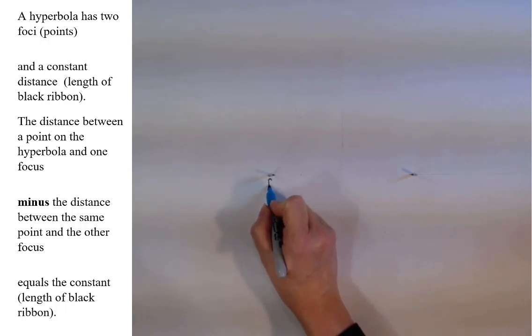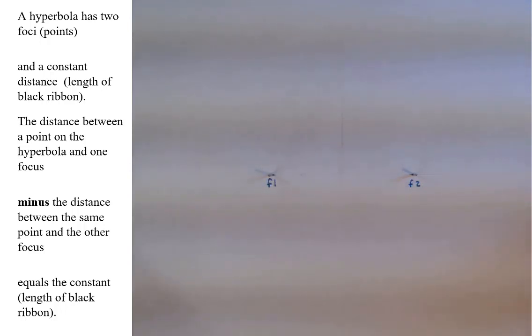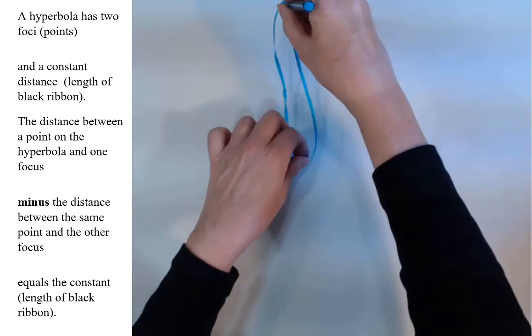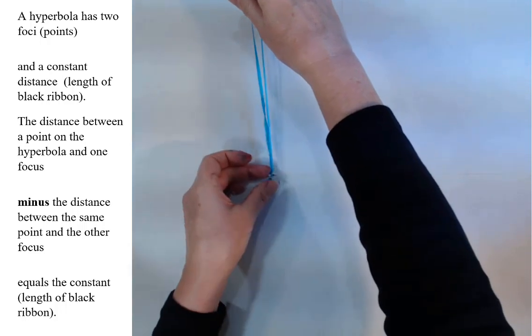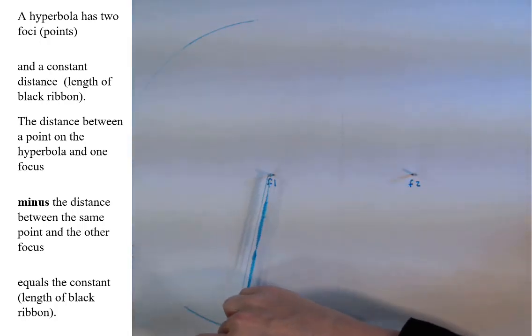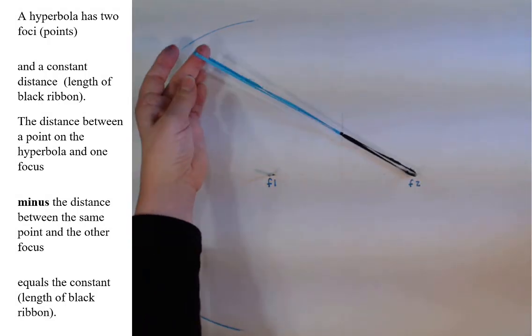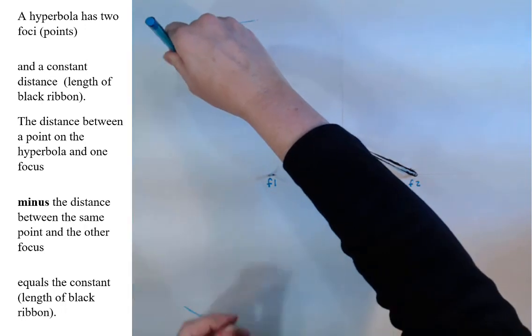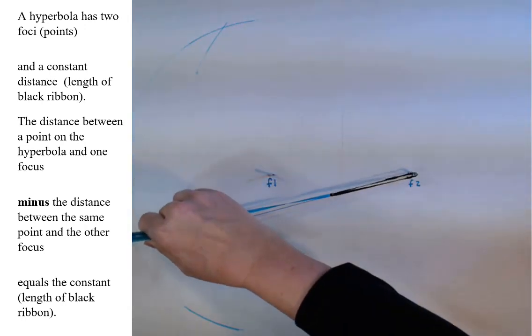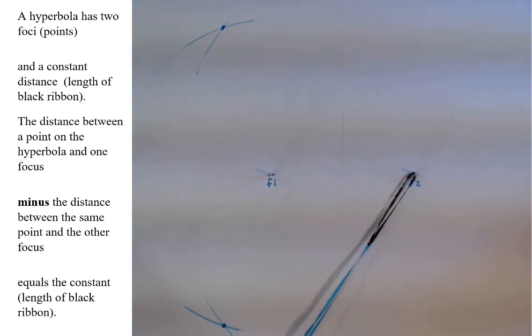We have two foci here, points. I'm going to call them F1 and F2, and I have a blue ribbon which I'm going to use to find points that are all the same distance away from focus 1. They're all the length of the blue ribbon away. Then I attach to that blue ribbon a black ribbon, so the total distance is longer now, and I find points that are that distance away from the other focus. Where those arcs intersect, I get a point. There are two of these, one near the top of the graph and one near the bottom.